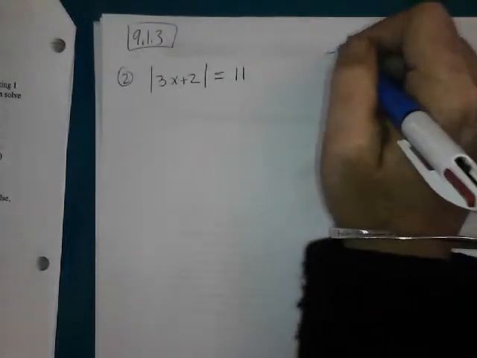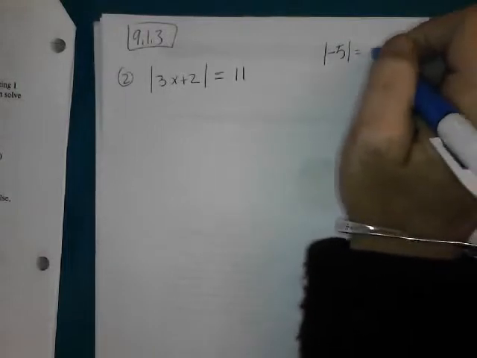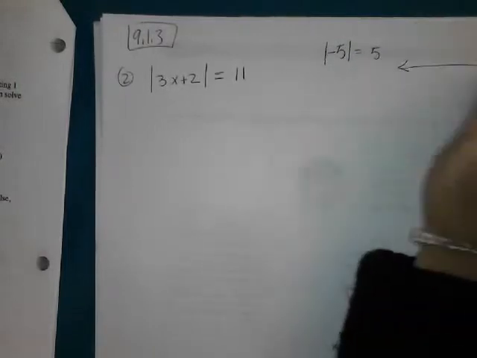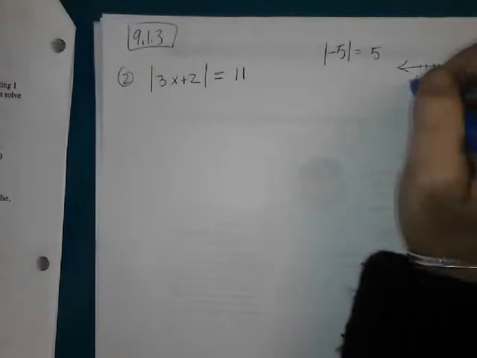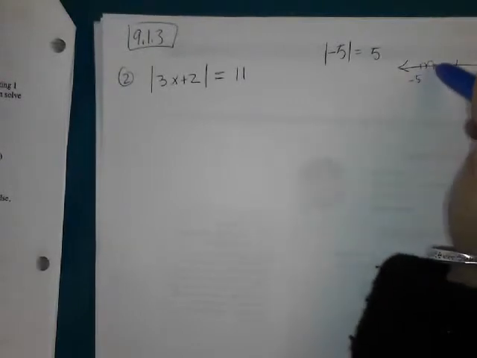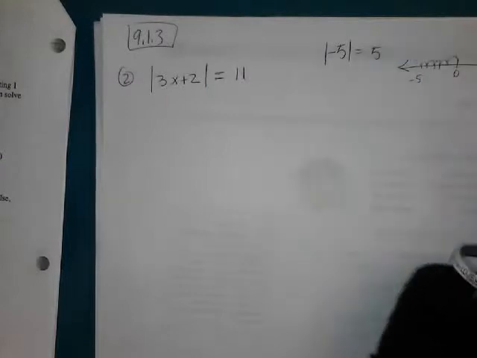You might have seen this before. What's the absolute value of negative 5? Well, you would say it's 5, right? Because on the number line, however many jumps it takes me to get to 0, the distance between negative 5 and 0 is just 5. That's kind of the definition of absolute value.